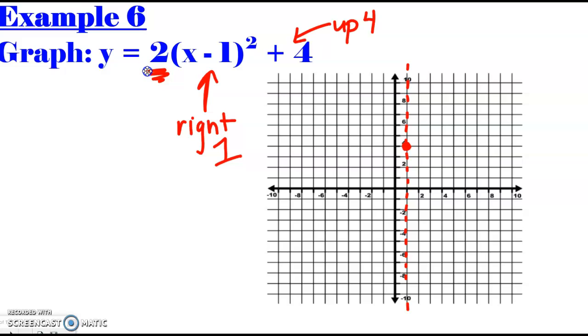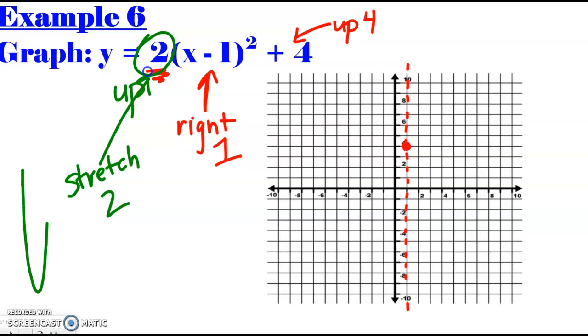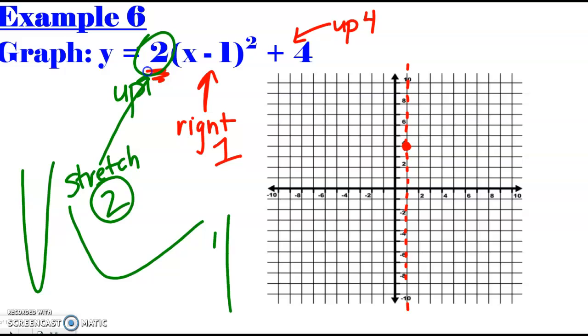So now to get more points, we know that A is positive, so it's going to open up, but it's also going to stretch by a factor of 2. Remember that A value is what makes it stretch and compress. It can make your parabola really skinny, or it can make it really wide. So this one is by a factor of 2. So let me try and explain this. Usually we know that if we plug in 1, we get out 1 if we're just in x squared. So that's why we would always go right 1, up 1.